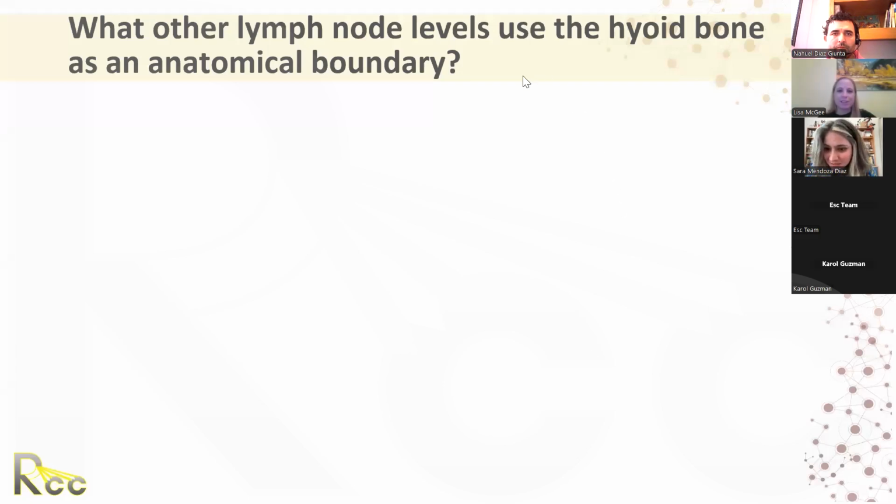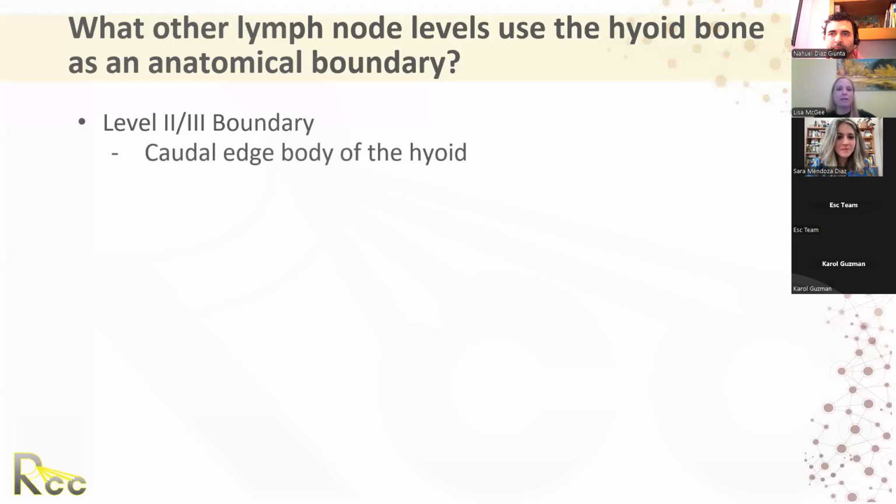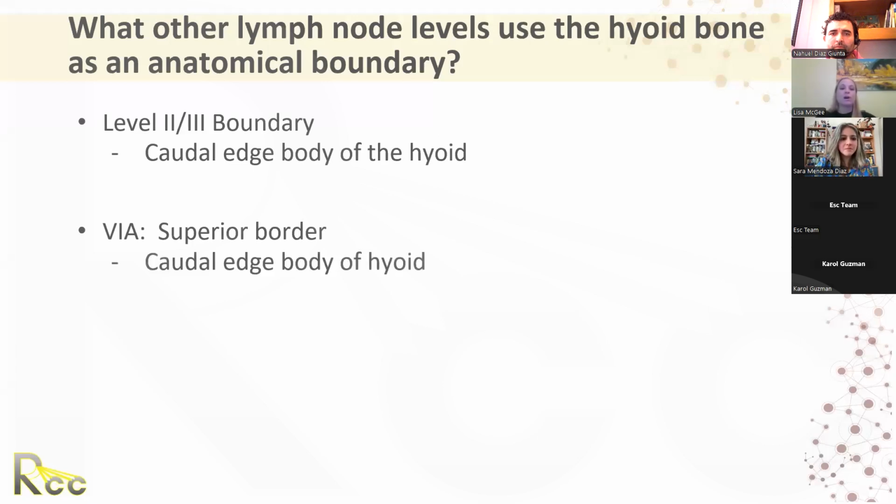Yes, 2 and 3. Excellent. Those are some of the lymph node levels that you've already learned. So yes, levels 2 and 3, the boundary between them is defined as the caudal edge of the body of the hyoid. So that is slightly different than level 5, which is the level of the cranial edge of the body of the hyoid. In addition to the boundary between level 2 and 3, the superior border of level 6A also is the caudal edge of the body of the hyoid.